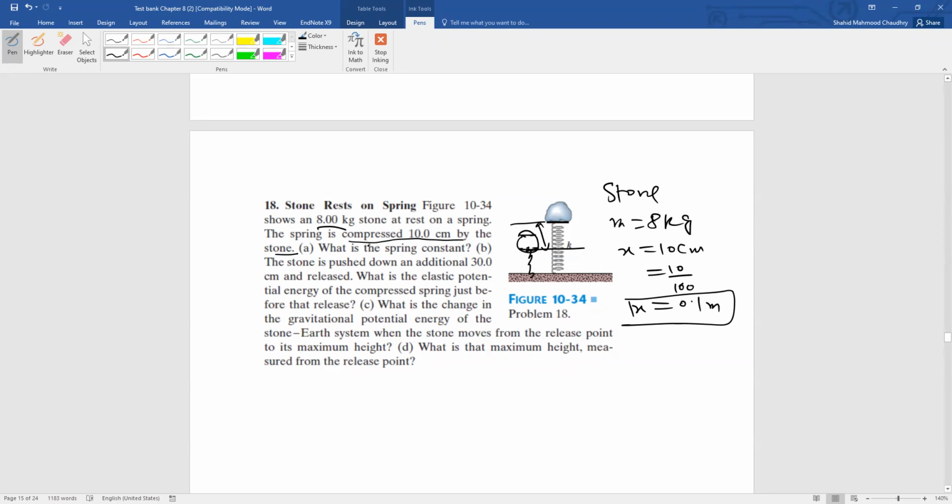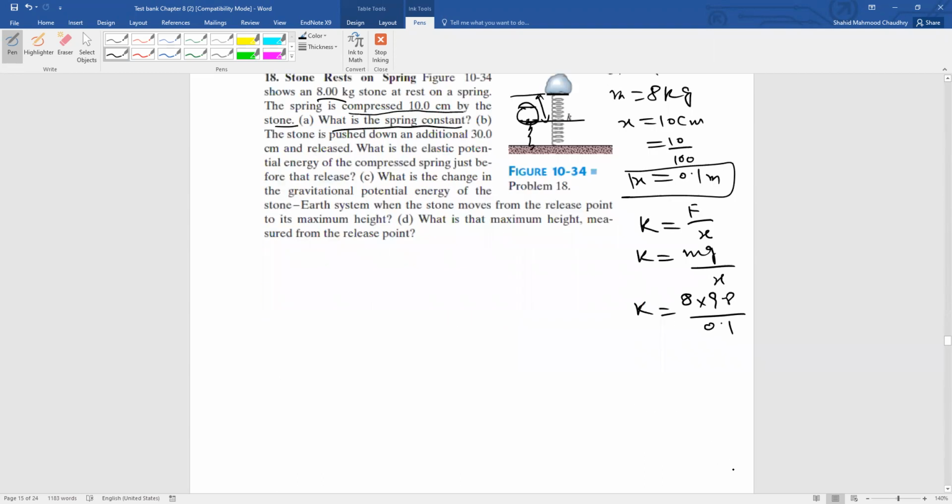The first question is, what is the spring constant? Spring constant means k value. So k is equal to F over x. Here F is mg, over x, and m is given, 8 into 9.8 divided by x, 0.1. So if we solve this, then the k value will be 784 newton per meter. This is the first question.